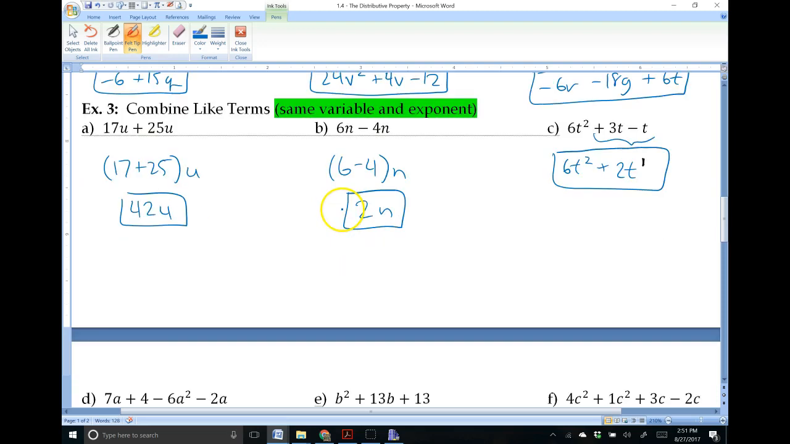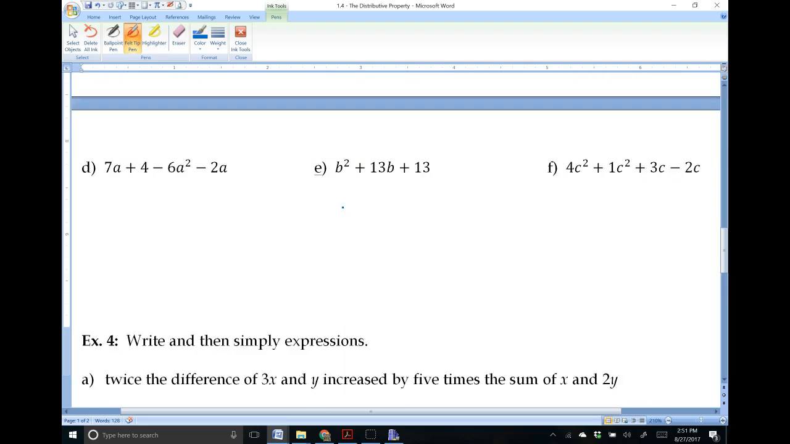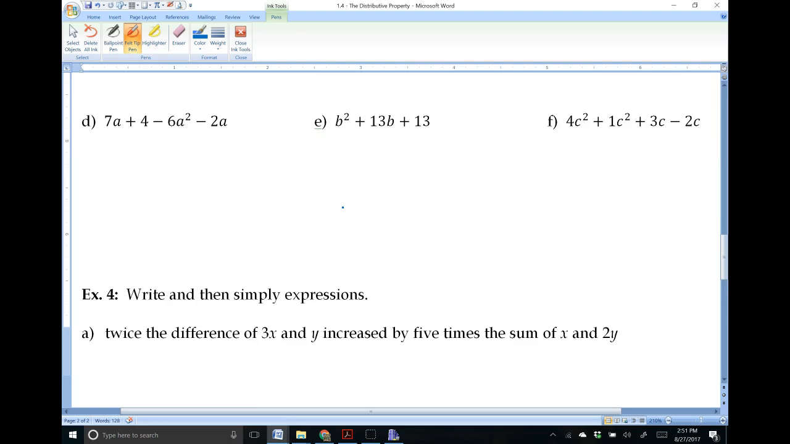So we're going to jump down right now, and I want you guys to try D, E, and F. And let's go ahead and pause it right now. Pause it, give a couple minutes, come back, and you'll see the solution.